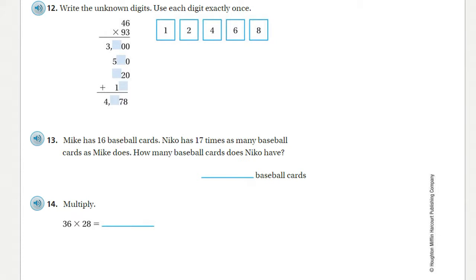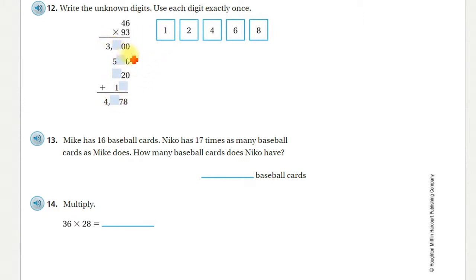Okay, number 12 was a problem a lot of students had questions on, and it says write the unknown digits. Use each digit exactly once. So you're going to use the 1, 2, 4, 6, and 8, and plug them into these blank spots. Now, there's a number of ways to work this problem out.